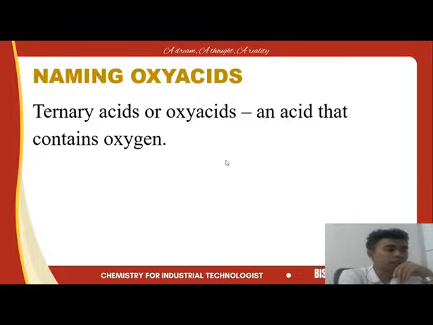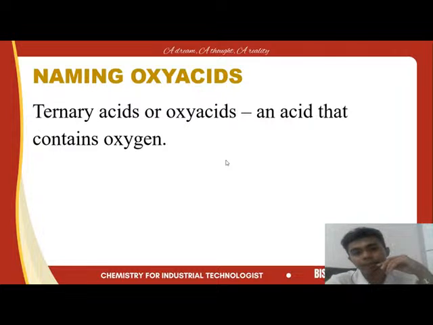So when that compound contains oxygen, it will now be called oxyacids, or ternary acids. Ternary acids or oxyacids are acids that contain oxygen. Of course, it must have the element hydrogen. Hydrogen cannot be missing when we say acid.